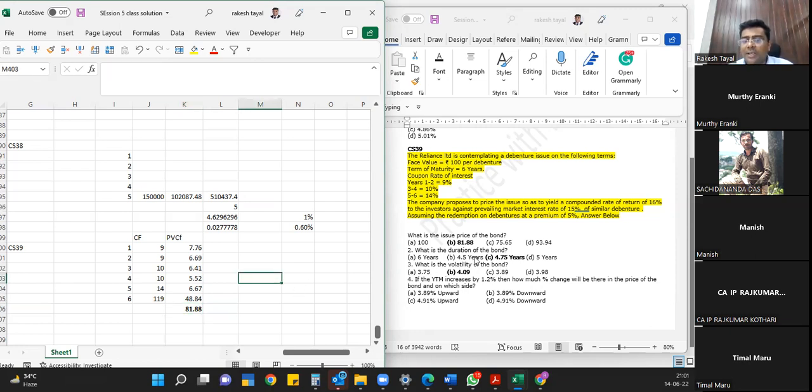So now what is the duration of the bond? 4.75. Yeah. So 7.76 into 1. Has everyone got it? Yes, sir. 4.75. What is the volatility? 4.09. And what is the change if YTM increases by 1.2%? 4.91% is downward. Downward. So this is the answer.